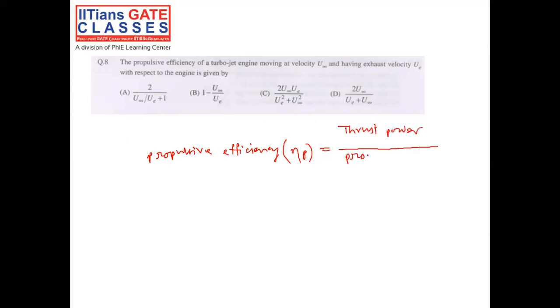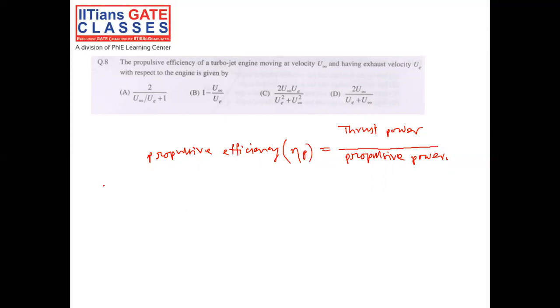So the propulsive efficiency of a turbojet engine is defined as a ratio of the thrust power of the engine and the propulsive power of the engine, right? So thrust power divided by propulsive power.